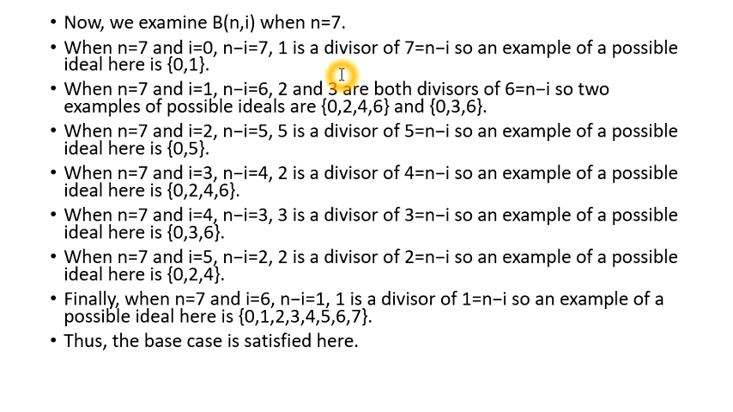When i equals 4, n minus i equals 3, and 3 is a divisor of itself, so an example of a possible ideal is 0, 3, 6. When i equals 5, n minus i is 2, which is a divisor of itself, so a possible ideal here is 0, 2, 4. When n equals 7 and i equals 6, n minus i equals 1, which is a divisor of itself, so one possible ideal is 0, 1, 2, 3, 4, 5, 6, 7, which is the semiring.